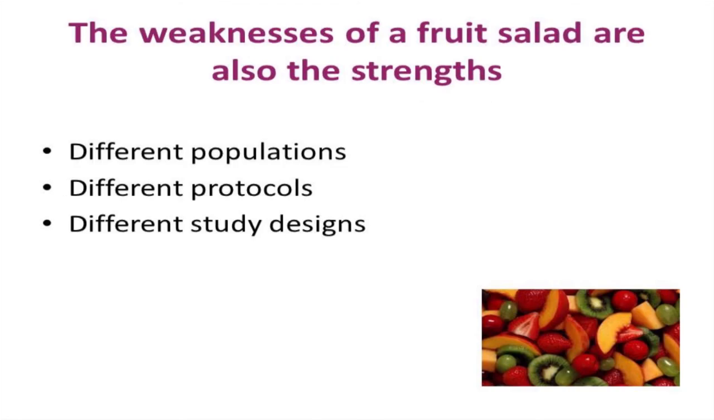I would say we started out talking about fruit salads, and the weaknesses of a fruit salad are also the strengths, because in meta-analysis you really have the possibility to compare the effects within the same study from different populations, different protocols, different study designs. So you can find new knowledge. By doing a meta-analysis, you might discover, when you look at the heterogeneity, that this exposure is only related to the outcome in women, let's say, and not in men. That may actually be new knowledge that you would never find without doing this.